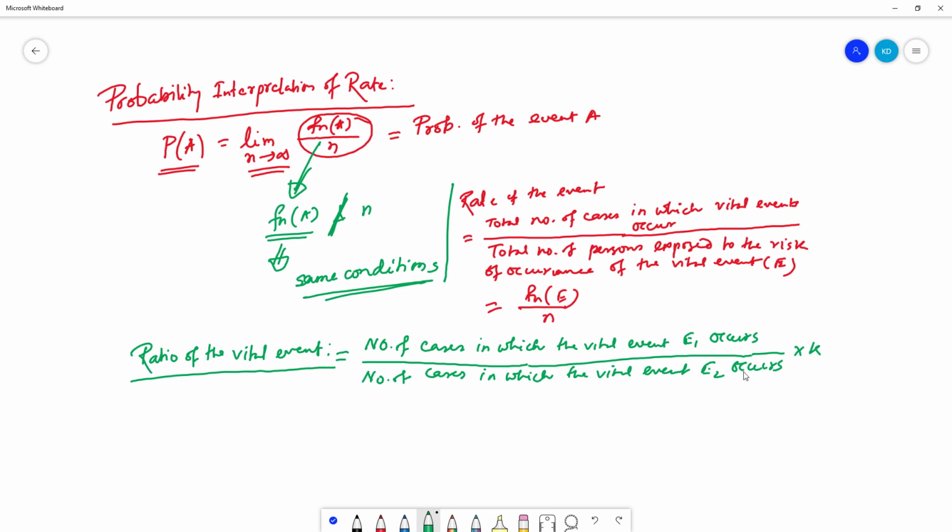into capital K, where I already mentioned that we generally take K equal to 10 to the power 3 or 10 to the power 5, since like rate, ratio is also expressed per thousand or per lakh of a population.